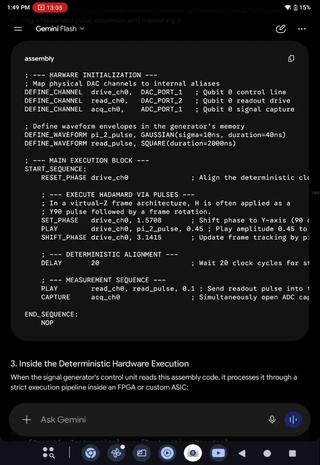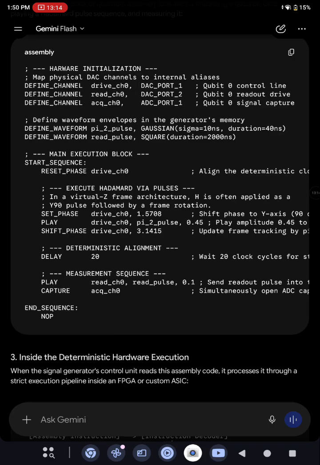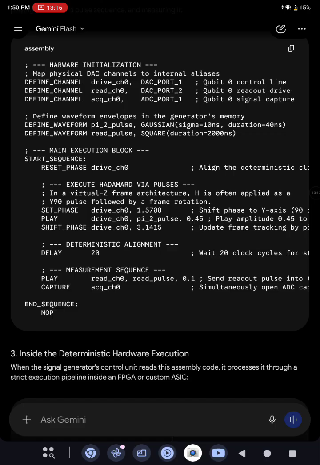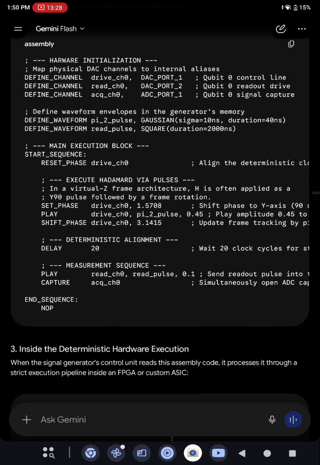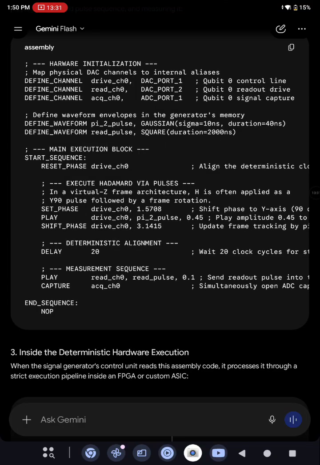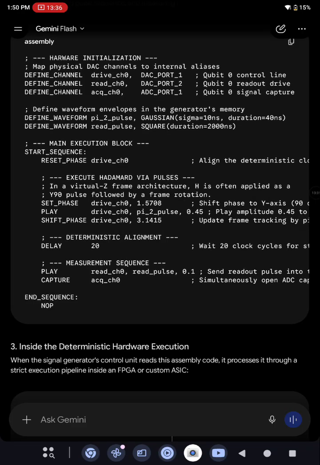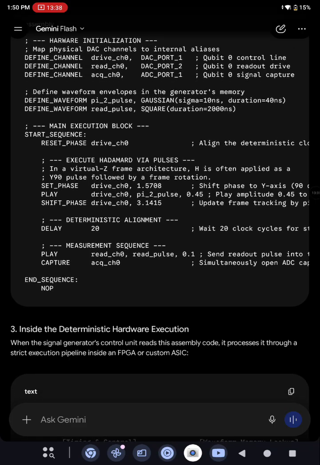So it says define a channel, drive channel 0, DAC port 1, with qubit 0 on the control line. Define channel, read channel 0, DAC port 2, qubit 0 readout drive. Define channel, ACQ channel 0, ADC port 1, qubit 0 signal capture. So 3 channels, 1 for drive, 1 for read, 1 for ACQ, whatever that means.